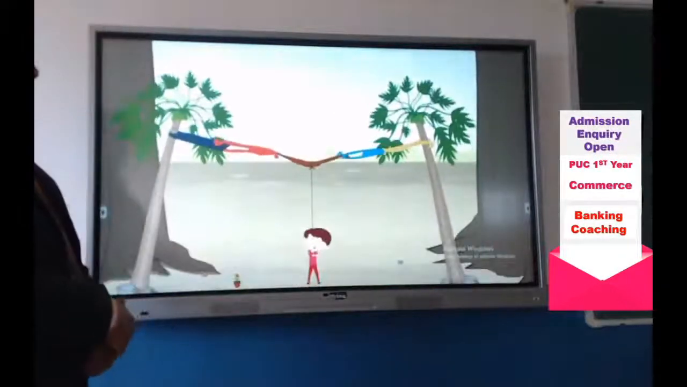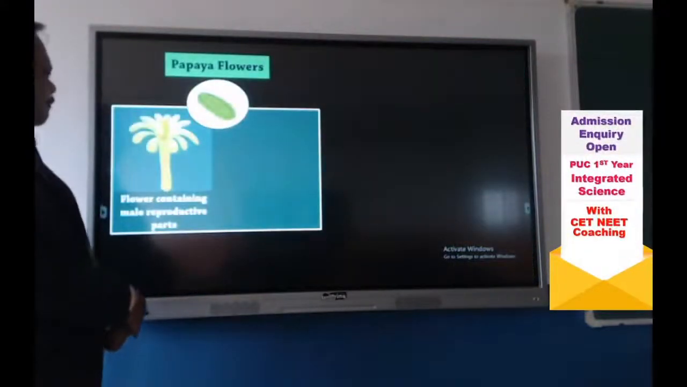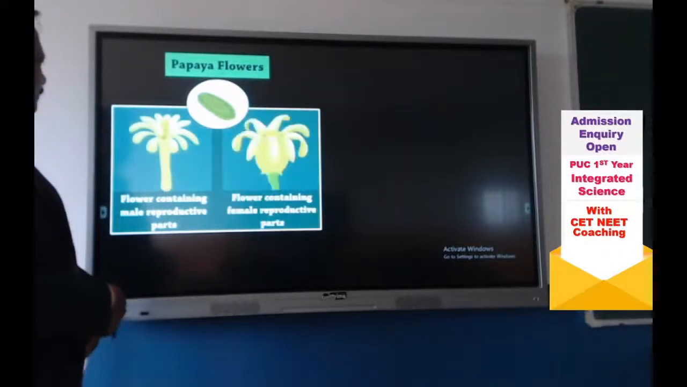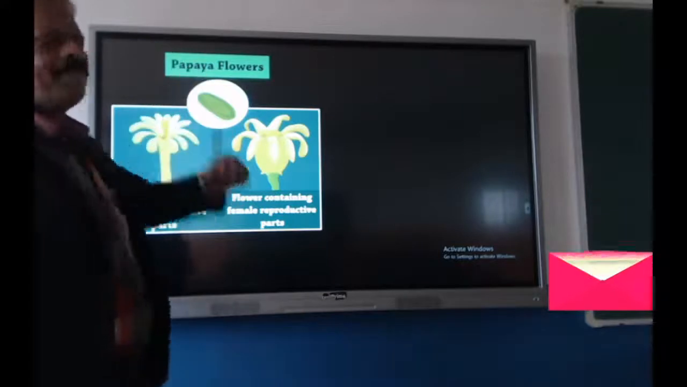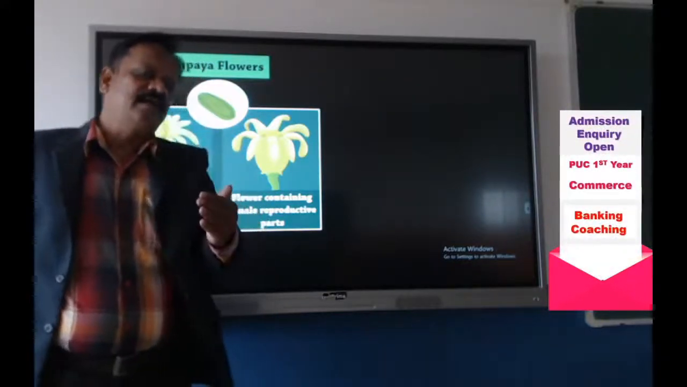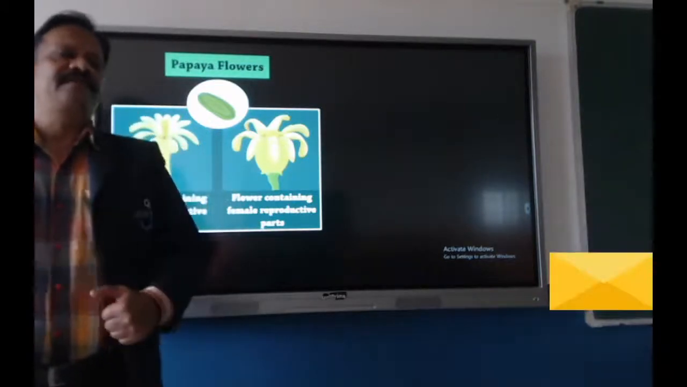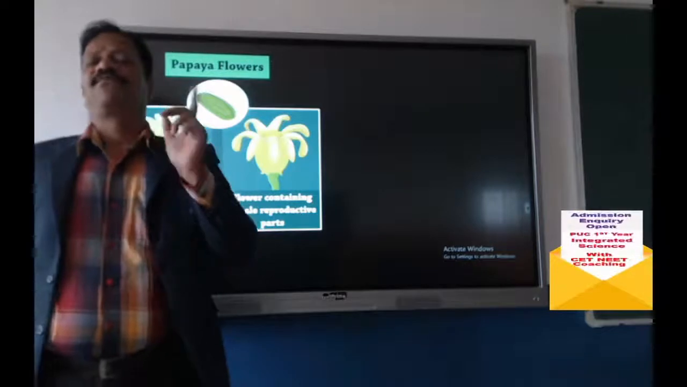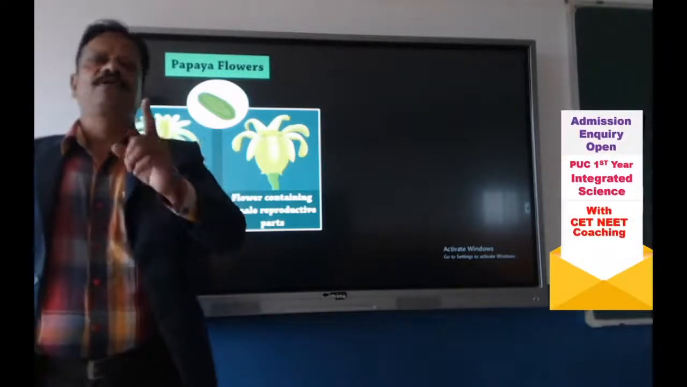Now see, this is a papaya. Papaya flowers. Now see to it. Papaya plants are unisexual plants. Either they produce a male flower or a female flower. If there is a female flower, that gets converted into fruit. If there is a male flower, that plant does not produce fruit at all.